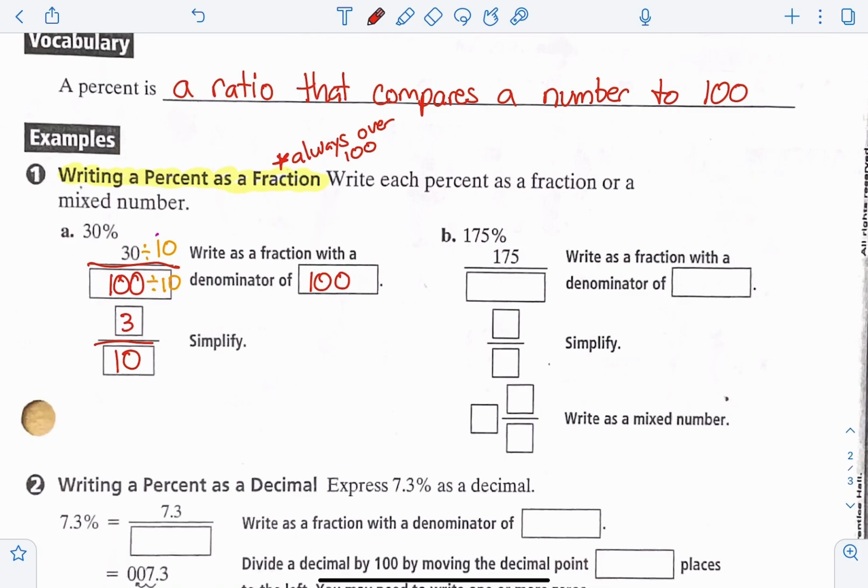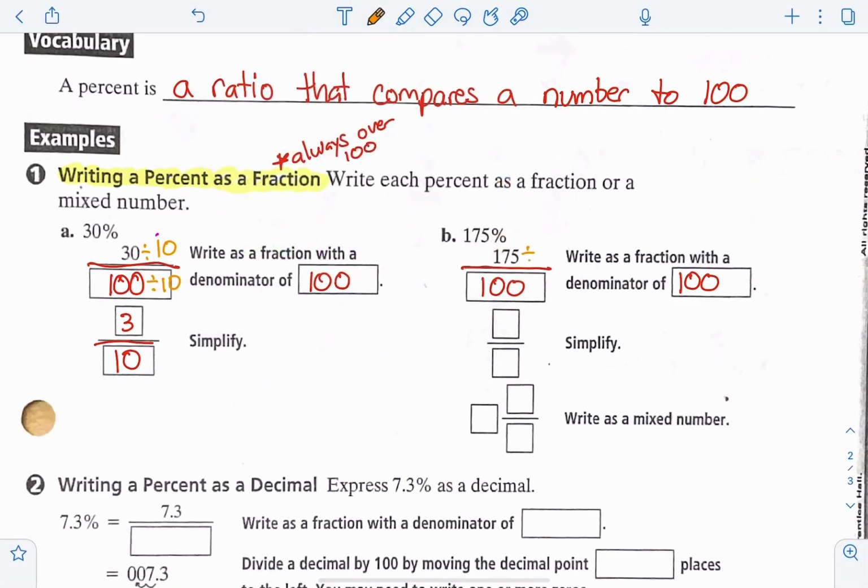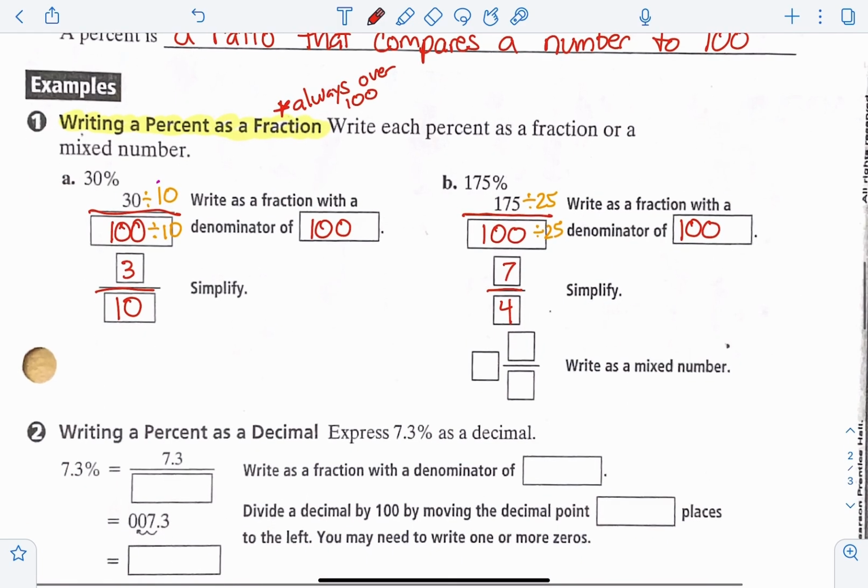175%, even though it's more than 100, we always still put it over 100. So denominator of 100, so we're going to say 175 over 100. Then we're going to simplify that. If we divide the top and the bottom by 25, we're going to get 7 over 4. We can write that as a mixed number. 4 goes into 7 one time with 3 left over, so it's 1 3/4.